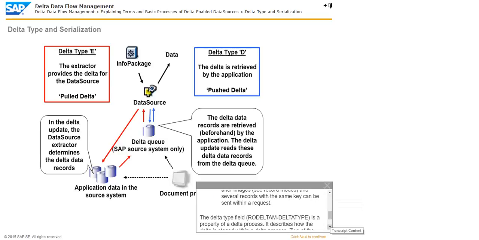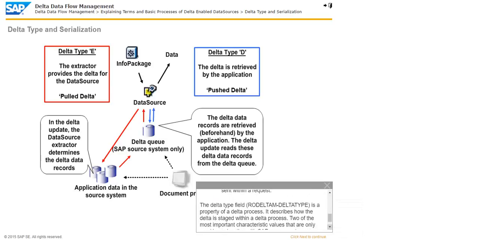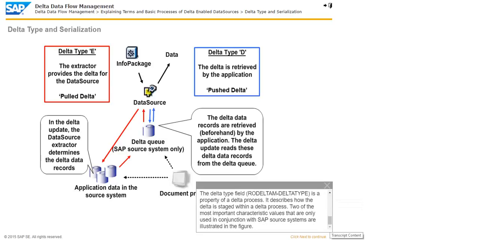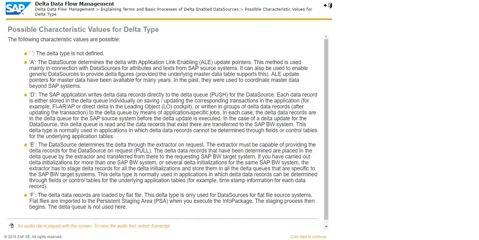The delta type field RODELTAM-DELTATYPE is a property of a delta process. It describes how the delta is staged within a delta process. Two of the most important characteristic values that are only used in conjunction with SAP source systems are illustrated in the figure. The following characteristic values are possible.